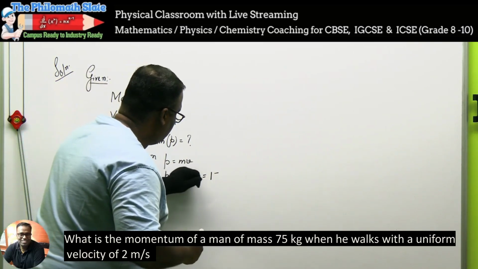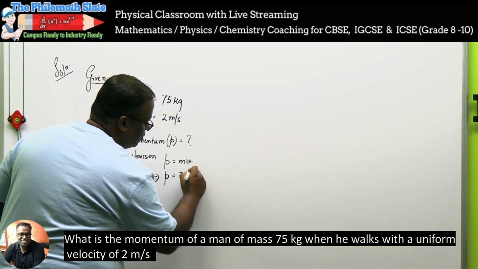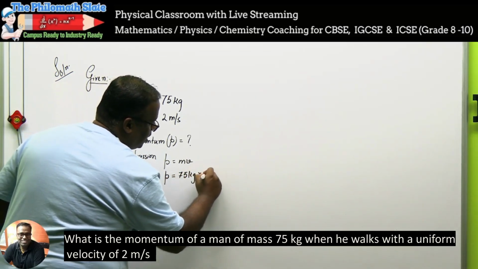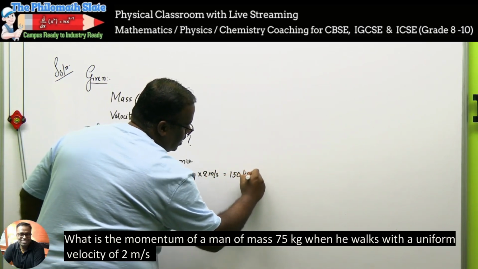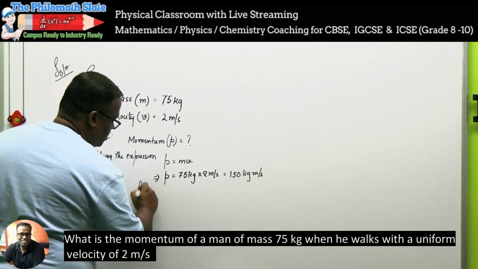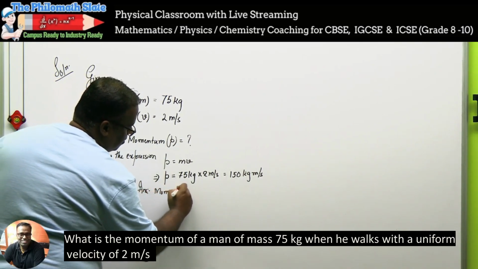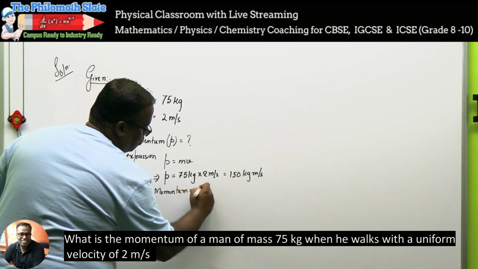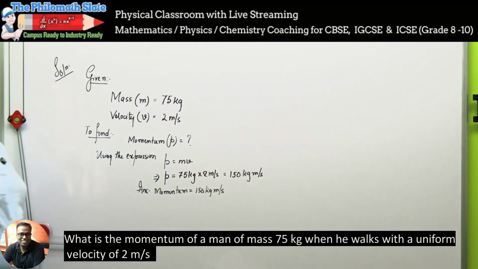At this stage, many children, if you want to follow this, you can follow this way also. 75 kg multiplied by 2 meters per second, which gives me 150 kg meter per second. That's the answer. So you write your answer: momentum is equal to 150 kg meters per second. We're done.